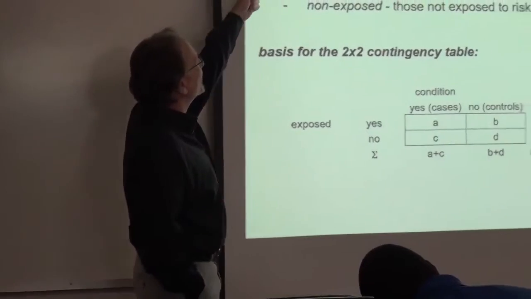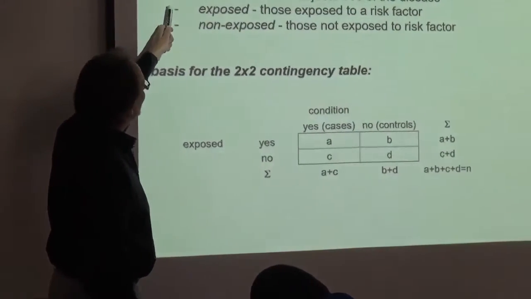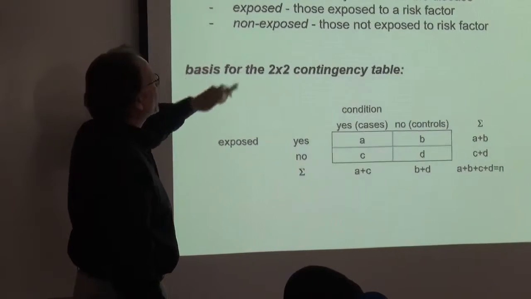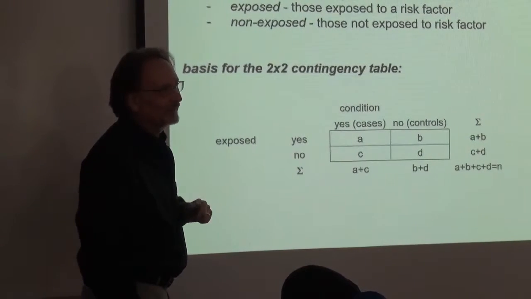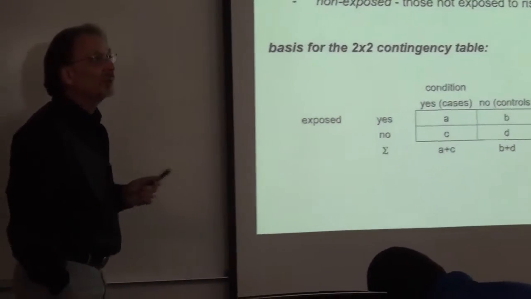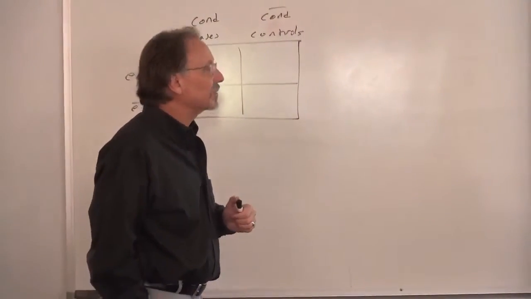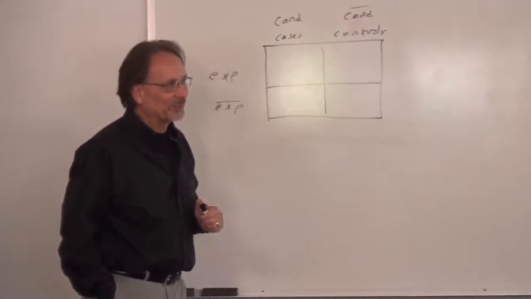Cases are those with the disease, controls are those subjects without the disease. Exposed, they have been exposed to a risk factor. Not exposed, they have not been exposed to a risk factor. So those are four terms you need to get used to using: cases, controls, exposed, not exposed.